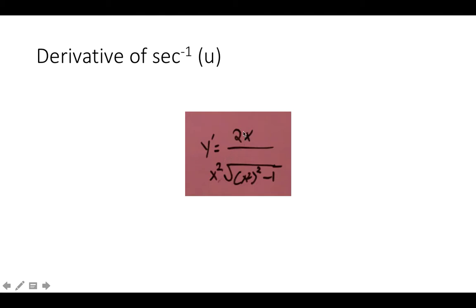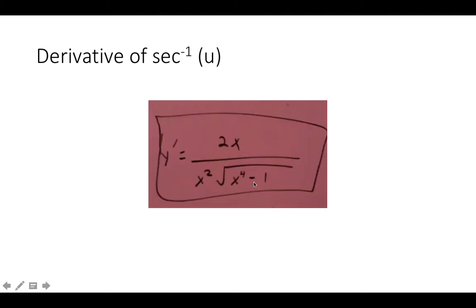Our u prime is 2x. Our u is x squared. Our u is going to be x squared, square that, minus 1. Just to make it a little bit cleaner, we're going to square x squared again. And the final answer should be 2x divided by x squared times the square root of x to the fourth minus 1. That's an example of how we can use the formula.